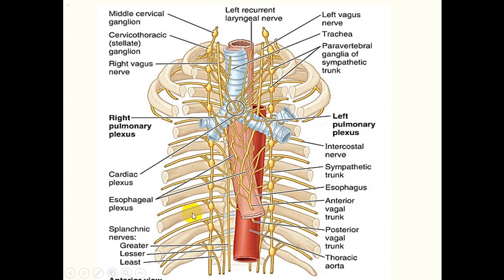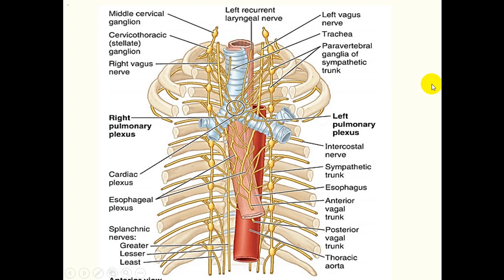Nerve supply, as has already been discussed with the visceral pleura, is of two types, the parasympathetic and sympathetic nerves. Parasympathetic nerves are derived from the 10th cranial nerve, the vagus nerve, and they cause bronchoconstriction or bronchospasm. That is, they decrease the diameter of the tracheobronchial tree, and they are also secretomotor. That is, they increase the secretions of the mucus glands present in the mucosa of the tracheobronchial tree.